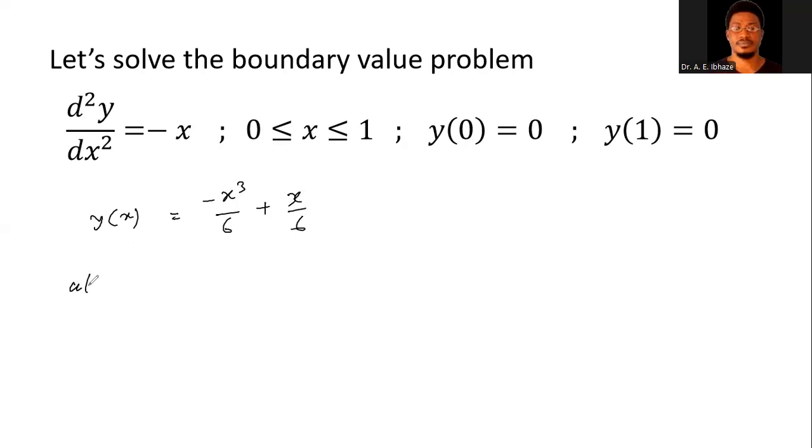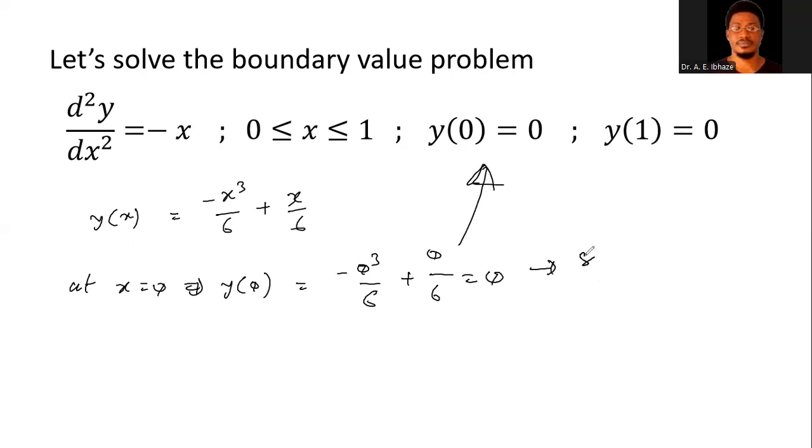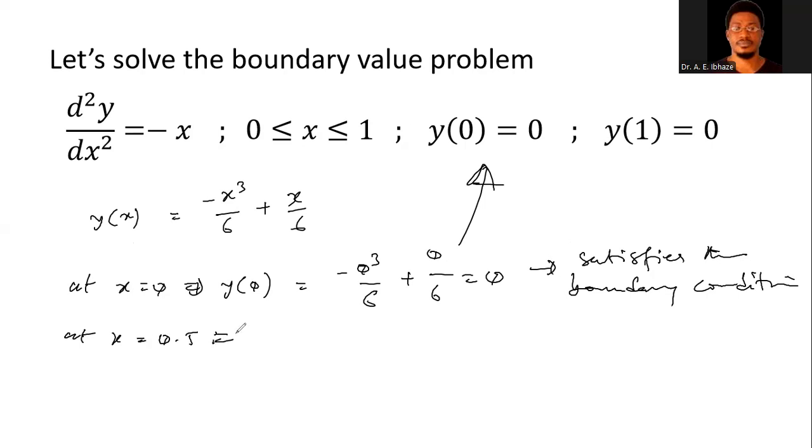And now at the boundary condition for which x is the same as 0, we'll have y of 0, which will be negative 0 cubed over 6 plus 0 over 6, which is equal to 0, once we plug that into this expression. And this is consistent with the boundary condition. So this satisfies the boundary condition.